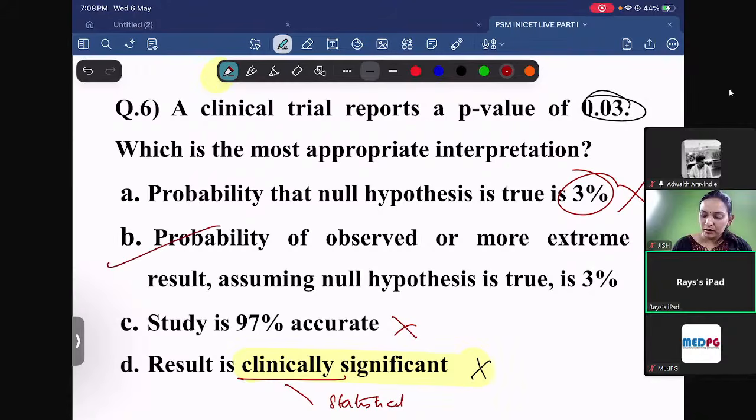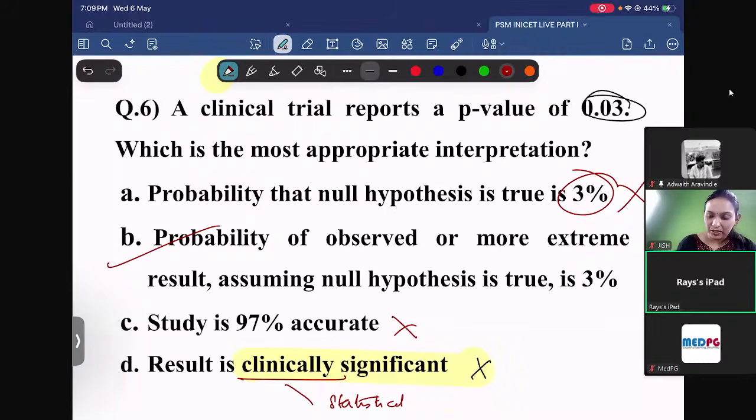That is, the probability of the observed or more extreme result, assuming that the null hypothesis is true, is 3%. See, when I say the p-value is 0.03, that means whatever result I got, the observed or more extreme result, the probability of getting that result is 3%. Okay, that is assuming that the null hypothesis is true. Option B is the correct answer here.